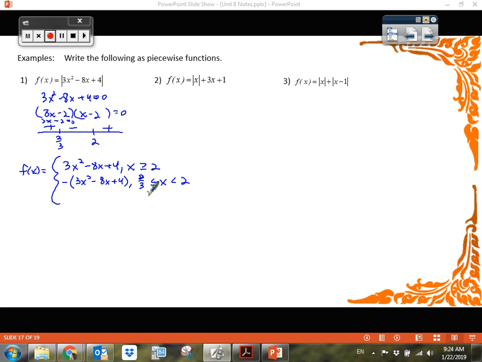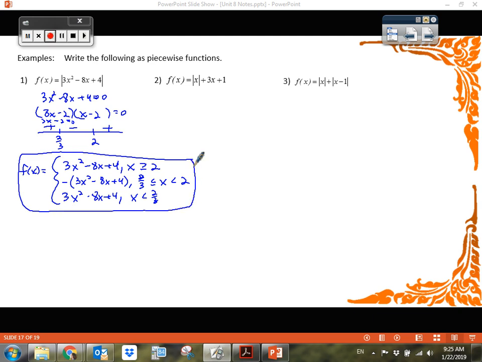Then the last piece is positive, so we just write it regular, 3x squared minus 8x plus 4, and this piece is good from 2/3 down. So x is smaller than 2/3. And again, I can't put an equal sign under here because I already used it on the 2/3. I can't use it on the 2/3 twice. And so that's my piecewise function, and that's the answer. Okay? Is that okay? All right, let's look at our next one.